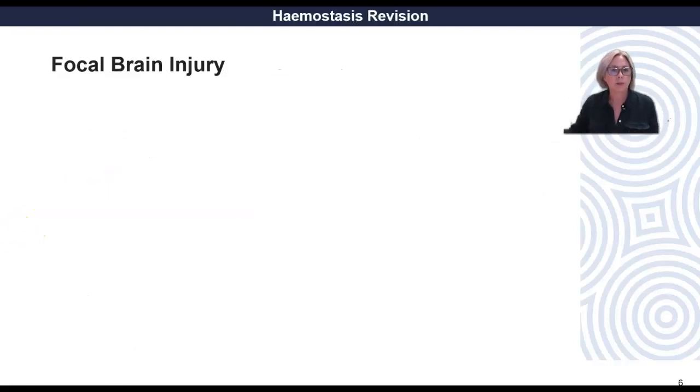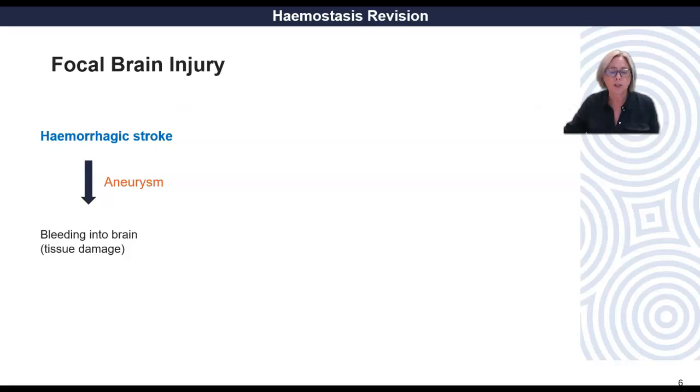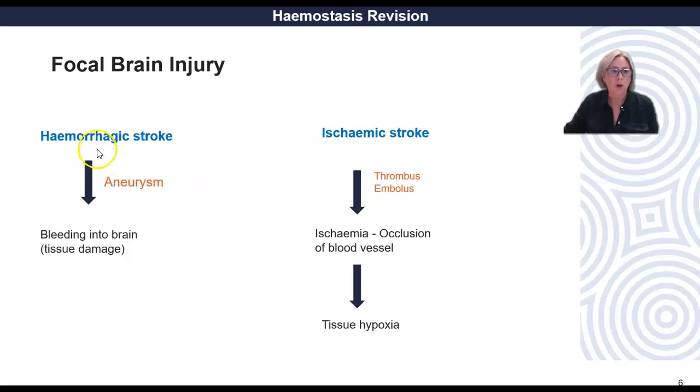So stroke is a term used to describe a focal brain injury, so an injury to a particular region of the brain. And there are two different types of stroke, hemorrhagic stroke and ischemic stroke. With hemorrhagic stroke, as its name suggests, it's describing bleeding into the brain, which is going to cause tissue damage. And it may be the result of an aneurysm forming on a weakened part of a blood vessel wall. And if it bursts, then obviously that's going to cause bleeding into the brain.